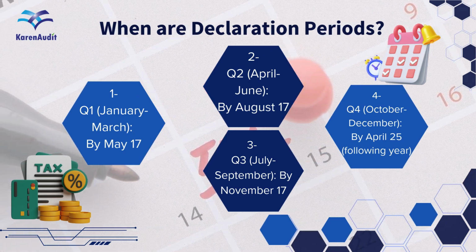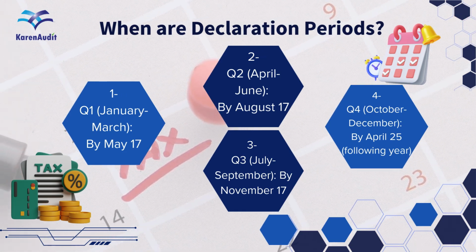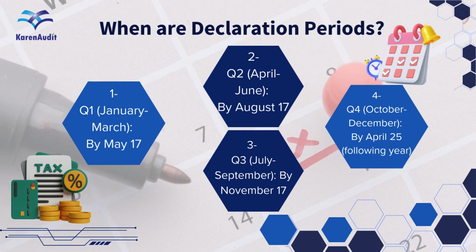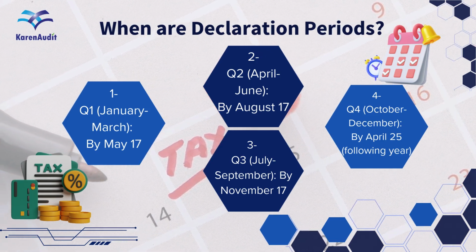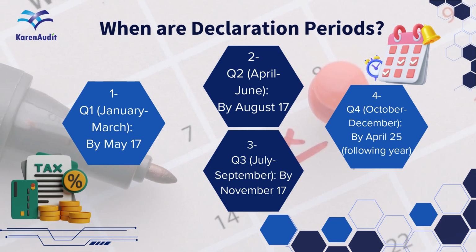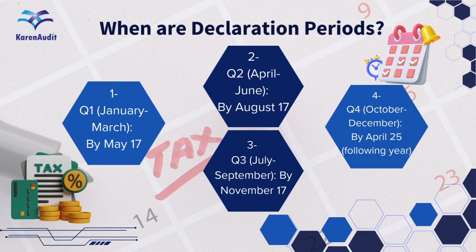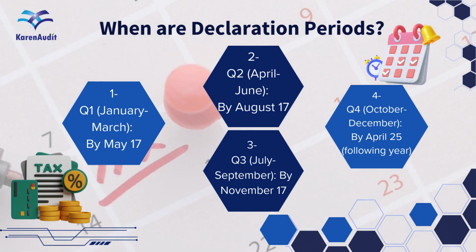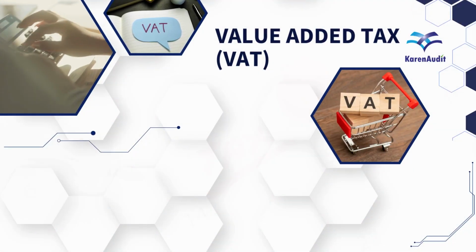So, for our declaration periods, companies need to declare their profits and losses by the following dates. For the first quarter, January-March, by May 17. The second quarter, April-June, by August 17. For the third quarter, July-September, by November 17. And the fourth quarter, October-December, by April 25 of the following year. So, if a company is at a loss, no corporate tax is paid, of course.